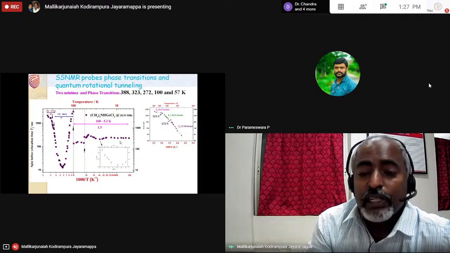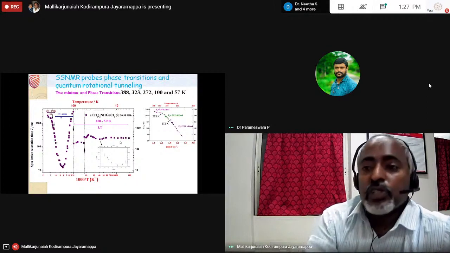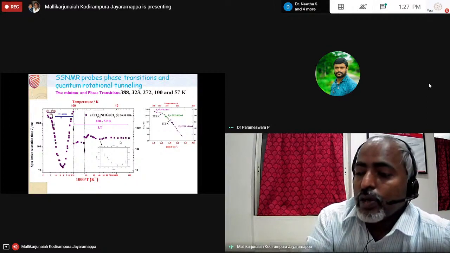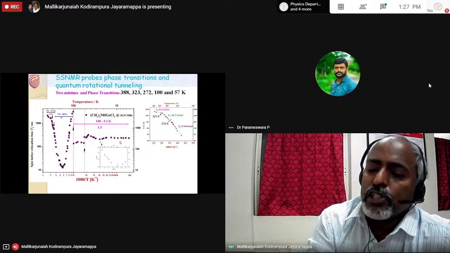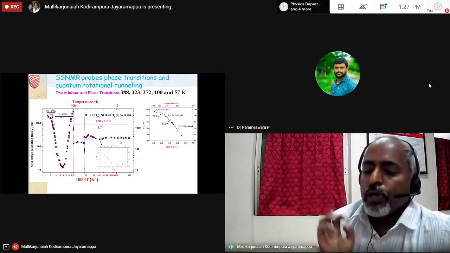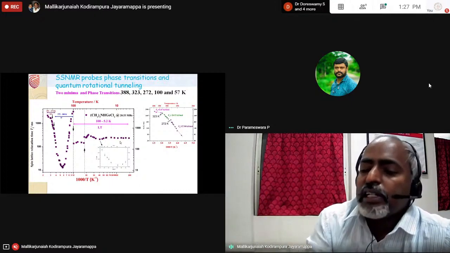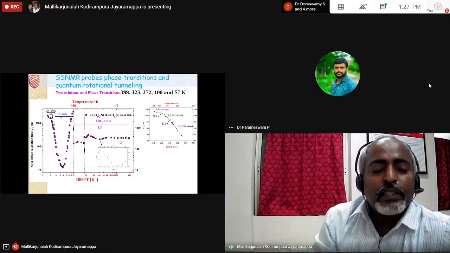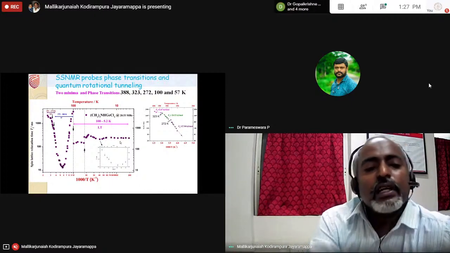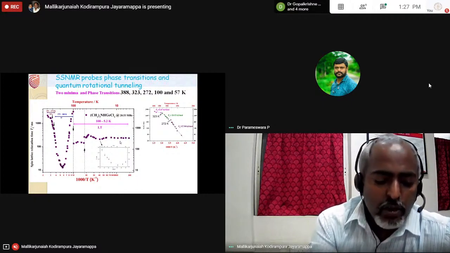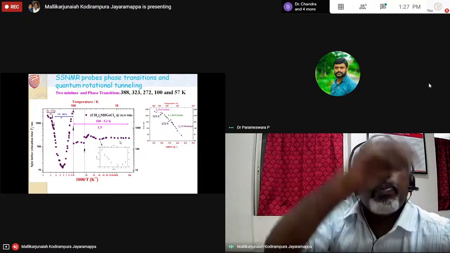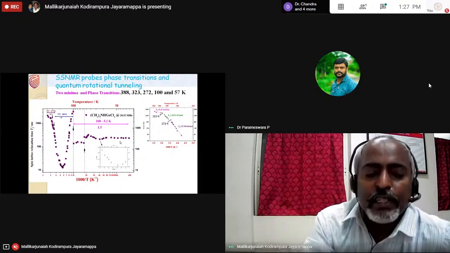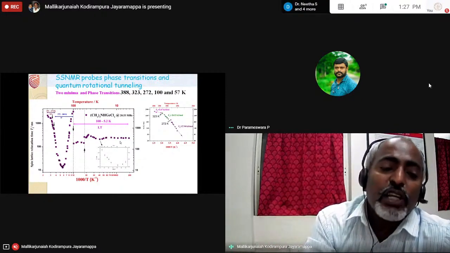How does it happen? It is very similar to our tunneling process. Unless you give sufficient energy for an electron to jump to another potential well, it penetrates through the barrier. The same concept happens here also. This methyl goes from one reorientation to another reorientation without jumping over the potential height. That we call quantum rotational tunneling.